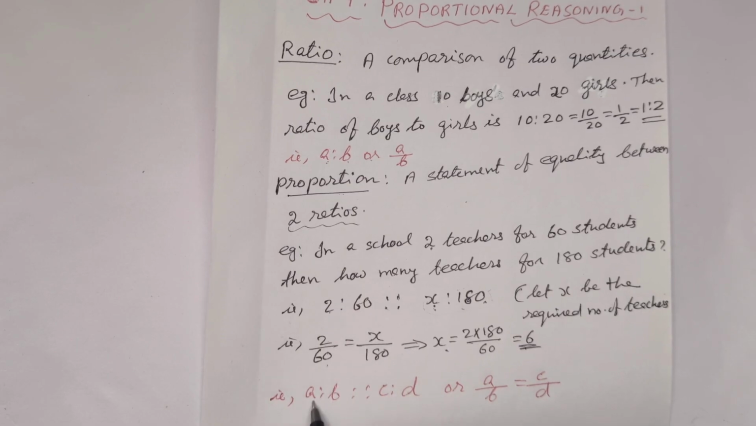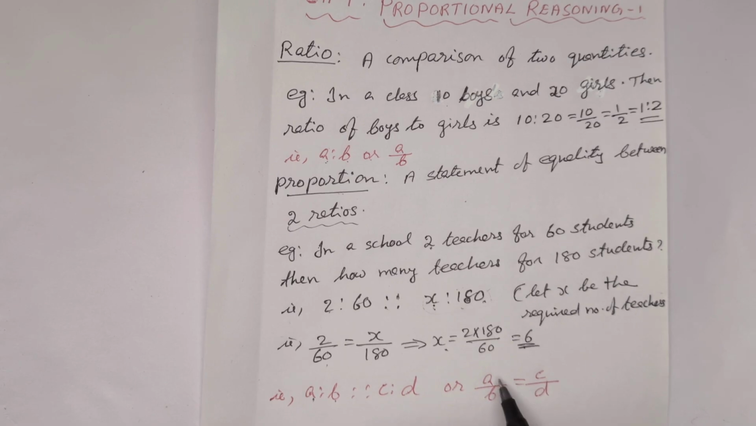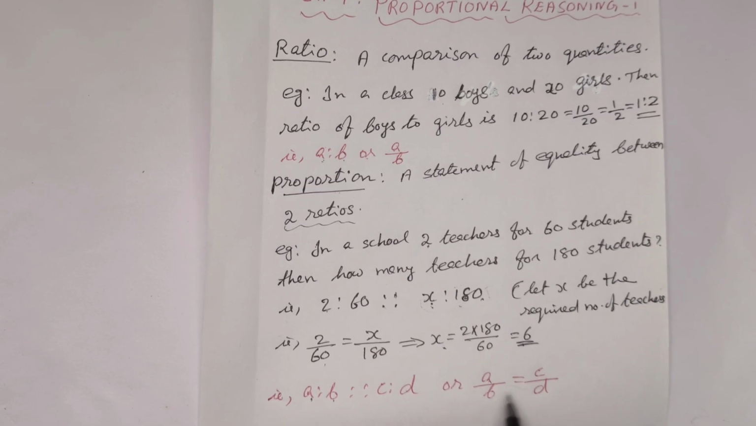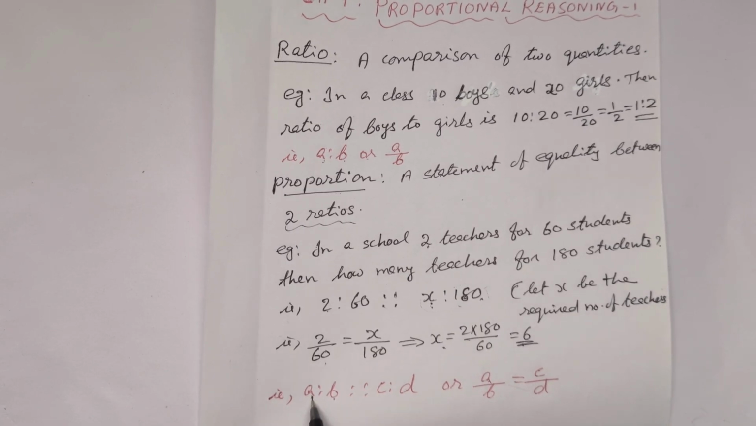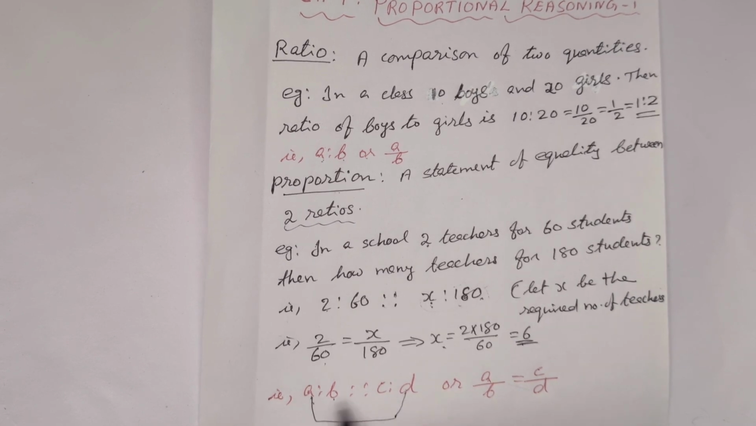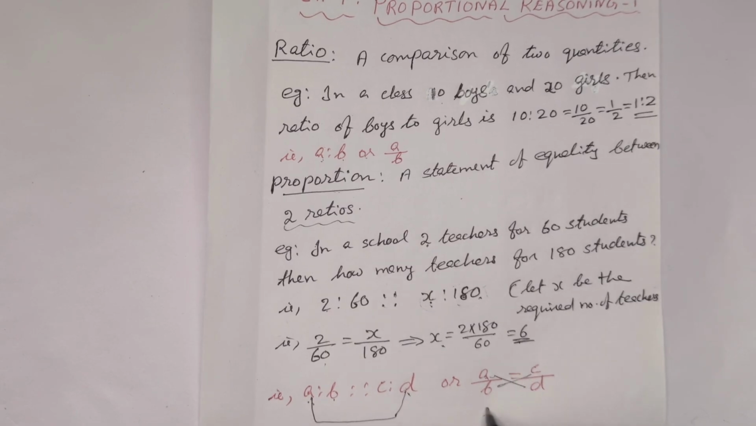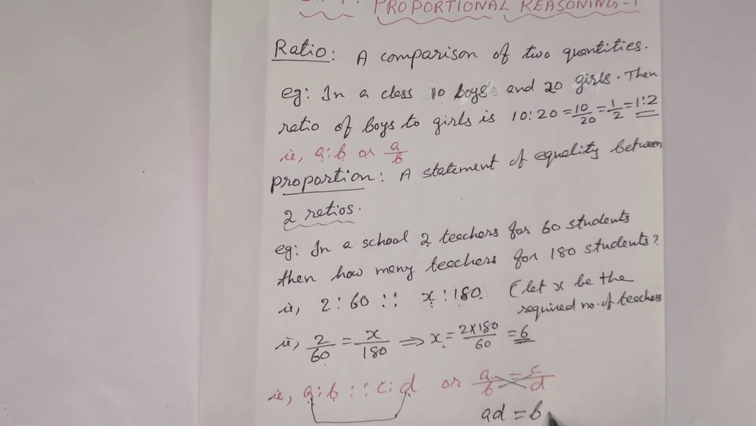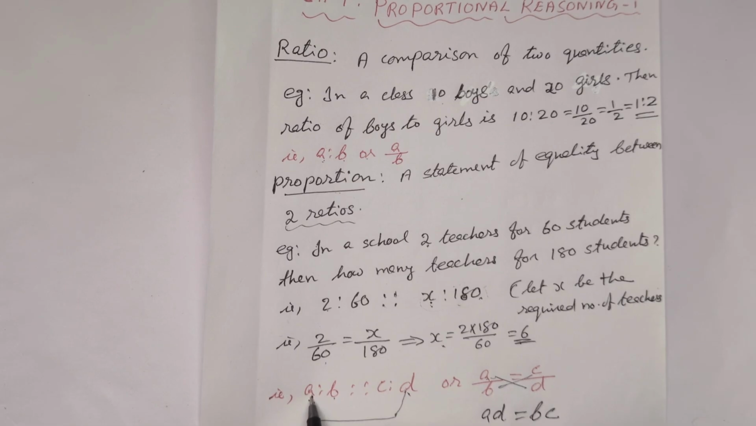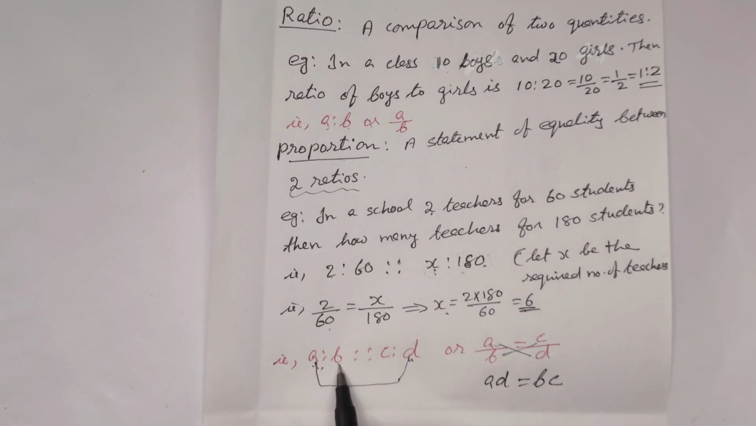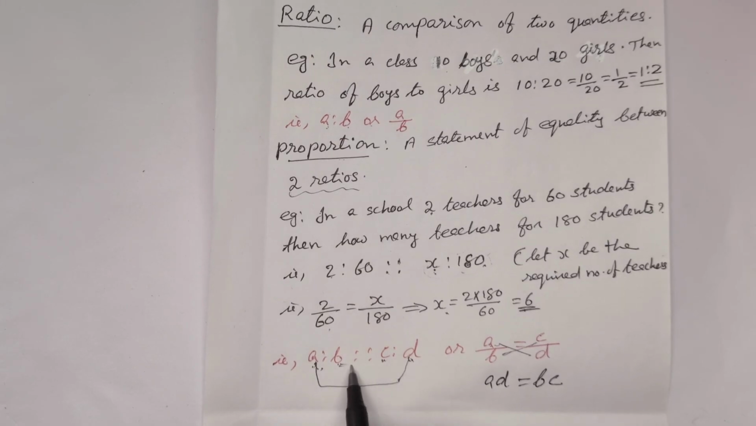That means in general, A is to B proportional to C is to D, which we can write as A by B equal to C by D, with an equal sign. And from that we can cross multiply: AD is equal to BC. If we cross multiply, we will get A into D is equal to B into C, which means the product of the first and the last term is equal to the product of the middle terms, B and C.